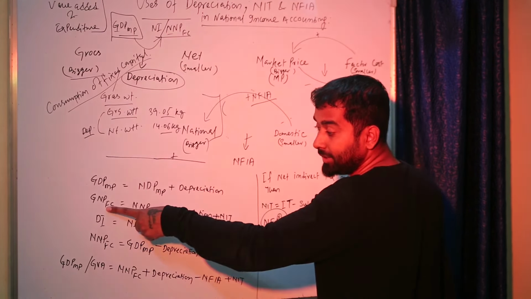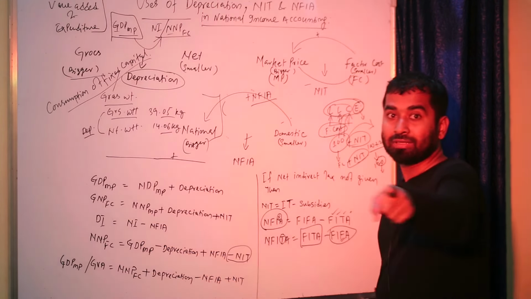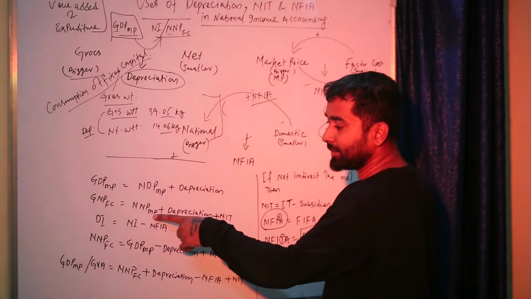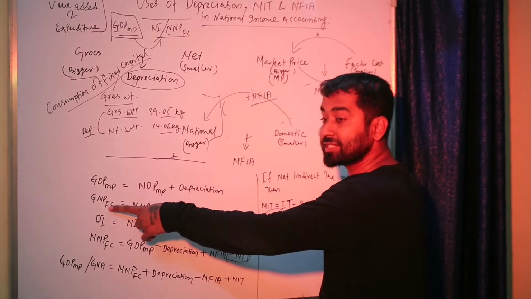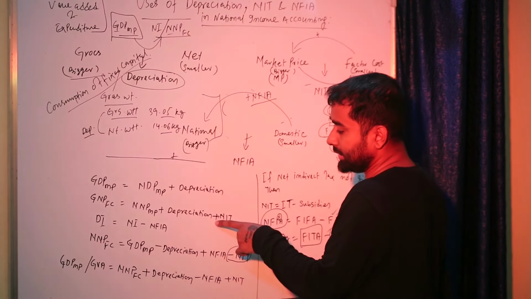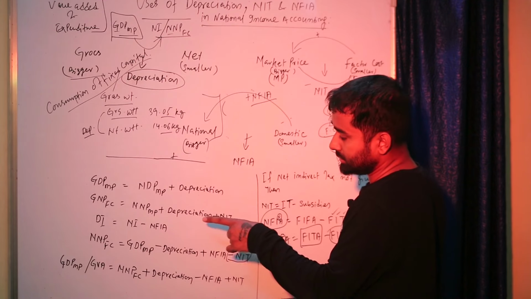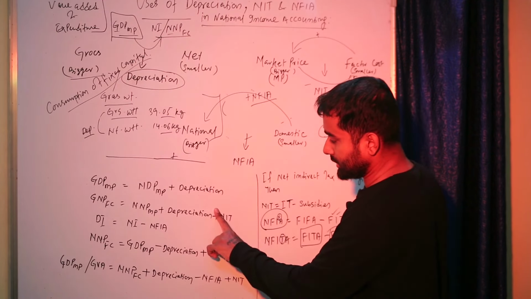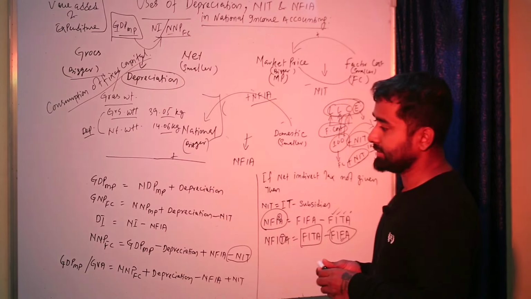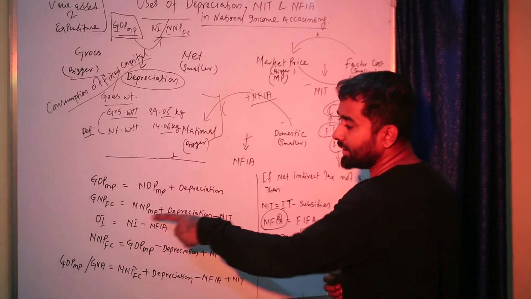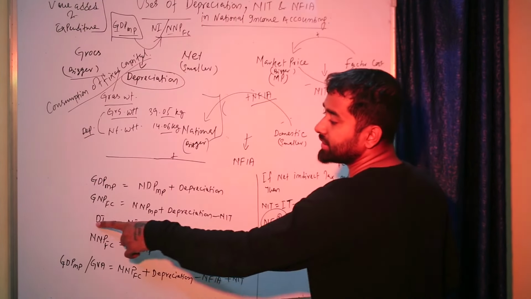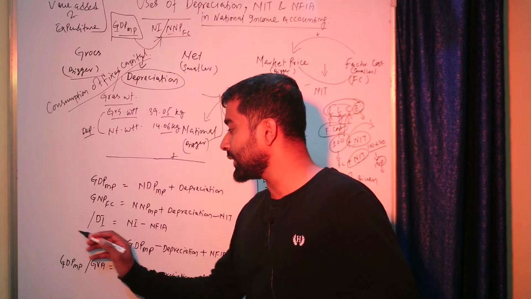Now I am making factor cost from market price. We know that factor cost is the smaller one and market price is the bigger one. I am making the smaller one from the bigger one, so I should subtract. The change is minus NIT, because I am converting from the bigger one to the smaller one. Minus NIT, done.